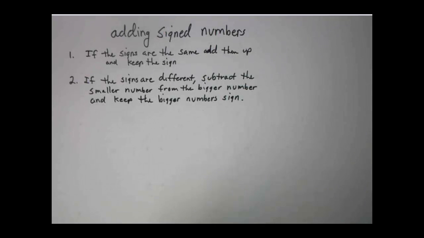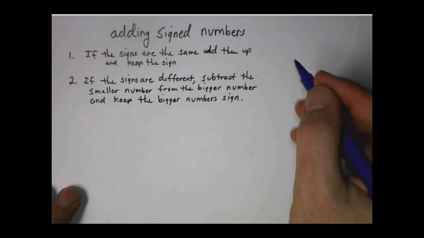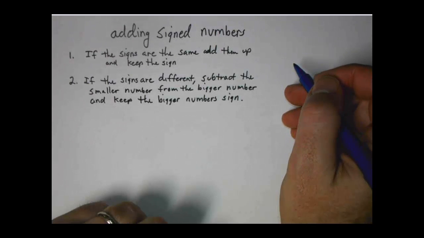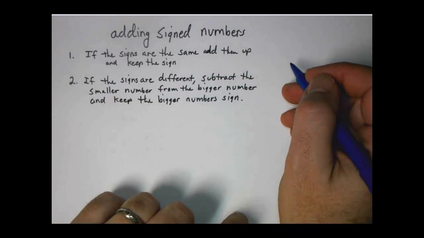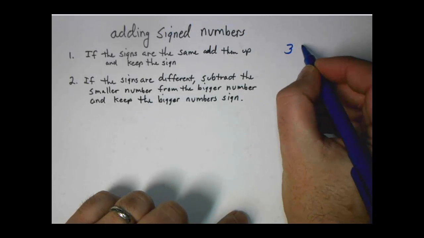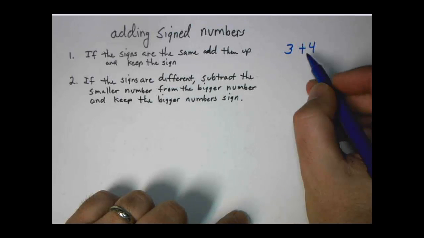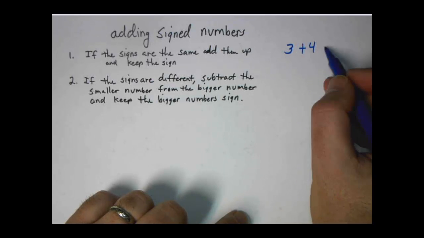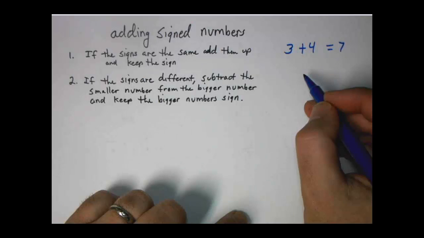Section 8.2 is adding signed numbers. There are two rules you need to follow when adding signed numbers. The first one says if the signs are the same, add them up and keep the sign. So our first example, let's just use 3 plus 4. We've done that for absolutely ever. 3 plus 4 is 7.